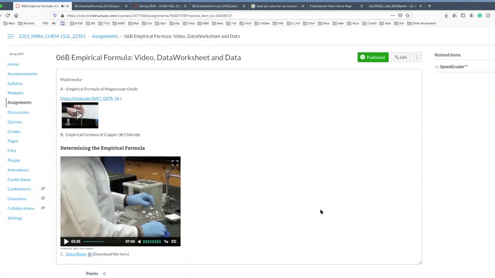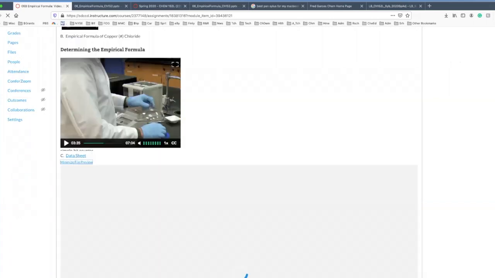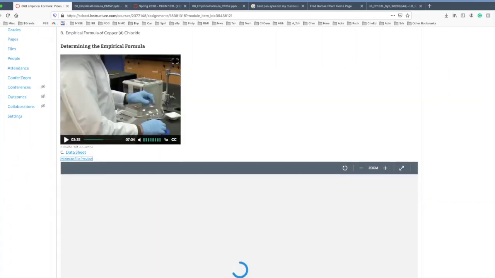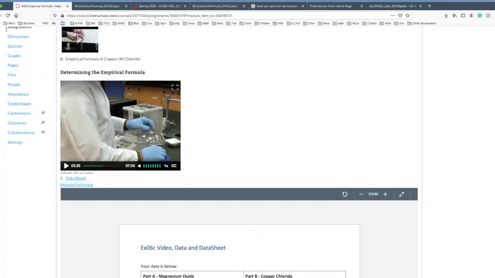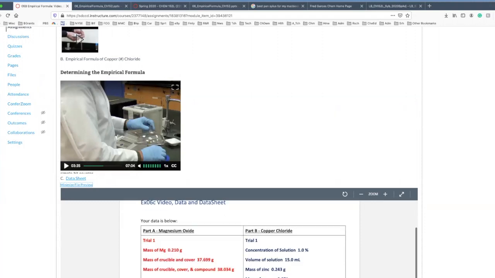You guys are going to watch the movie in its entirety. And then down here, part C. So A is part A, B is part B, C is your data sheet. So you can do a preview of the data sheet. And this is basically the same data sheet that you guys have in your lab manual. Sorry, I take that back. The data sheet is the data that you would use to put down in your lab manual.